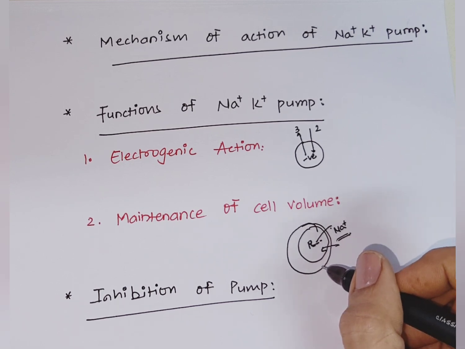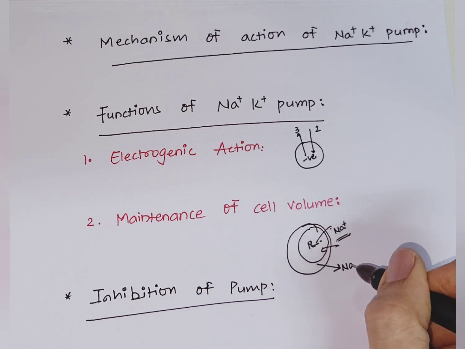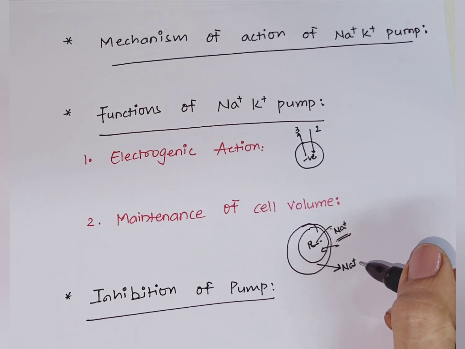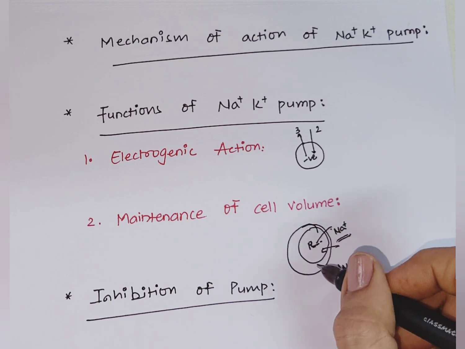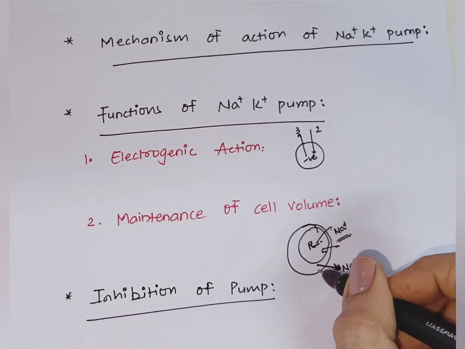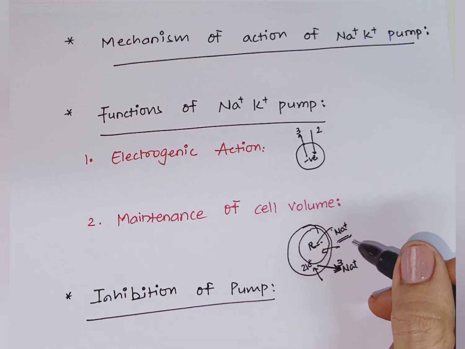But when the pump is active, what does it do? It causes movement of sodium outside. It is like we have heavy rain outside and the water is trying to move inside our house, and we are actively moving the water outside. So 3 sodium ions are moved out, 2 potassium ions enter. So cell volume gets maintained.